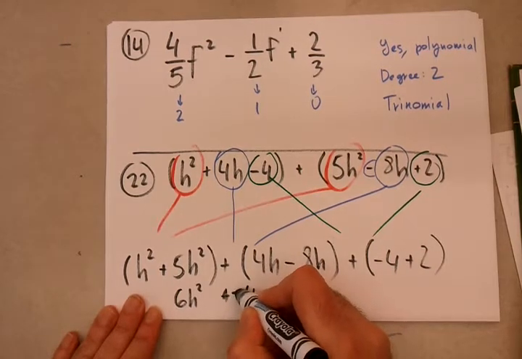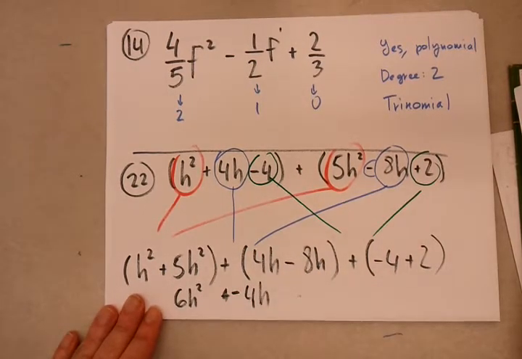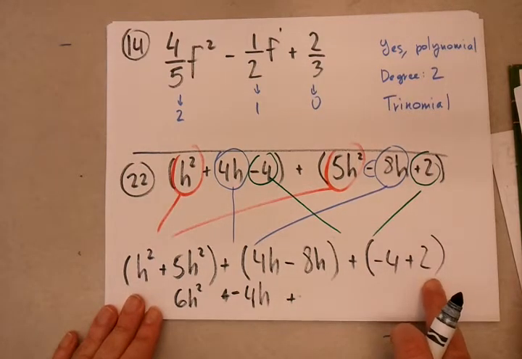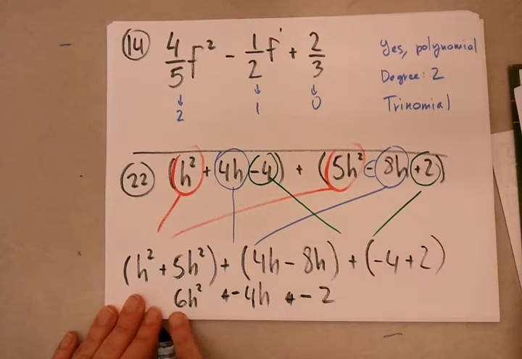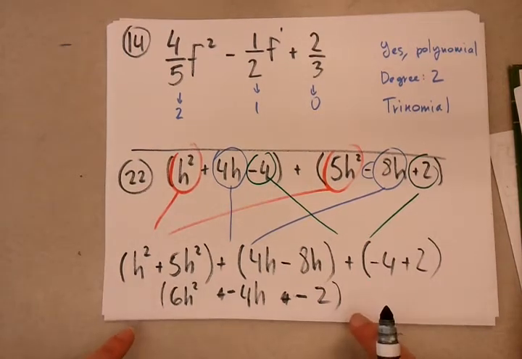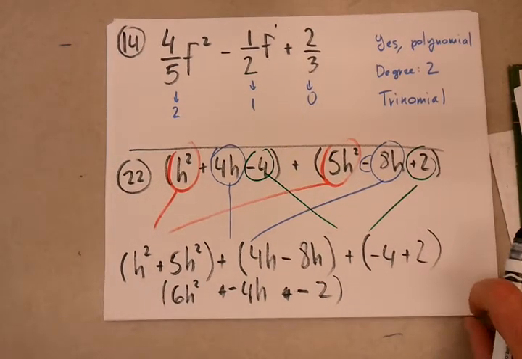that's minus 4h, that's going to be a negative 4h, and then plus negative 4 plus 2, that's also going to be a minus 2. So 6h squared minus 4h minus 2 is the final outcome. So this is our new polynomial. So this is the result of you adding those two polynomials. This is the sum. So this was 22. Next up, we are going to go ahead and do number 26.